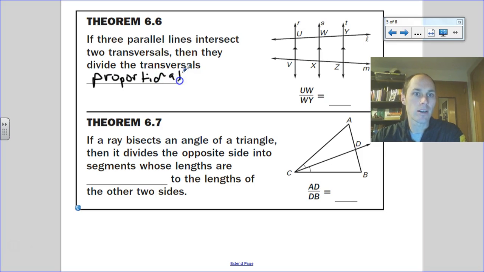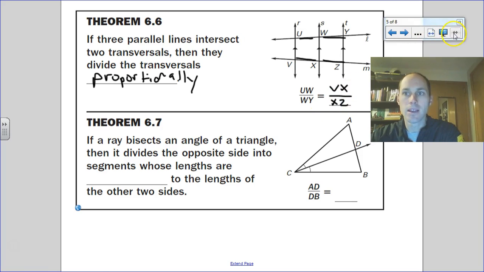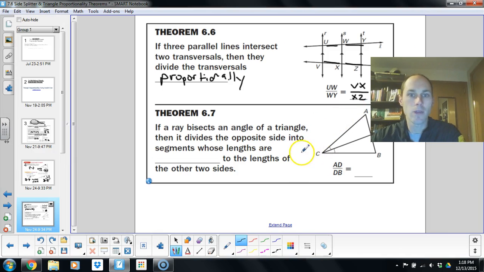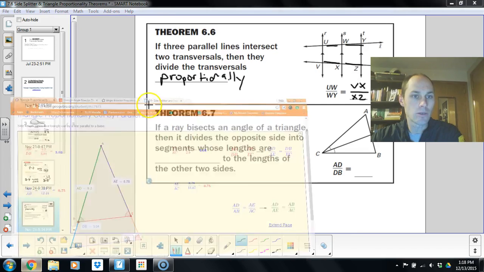So if we take a look at our example here, UW to WY in the same way that VX to XZ. That same concept applies there. Now we're going to take a look at this next one, when a ray bisects an angle of a triangle. Take a look at that one in GeoGebra as well.